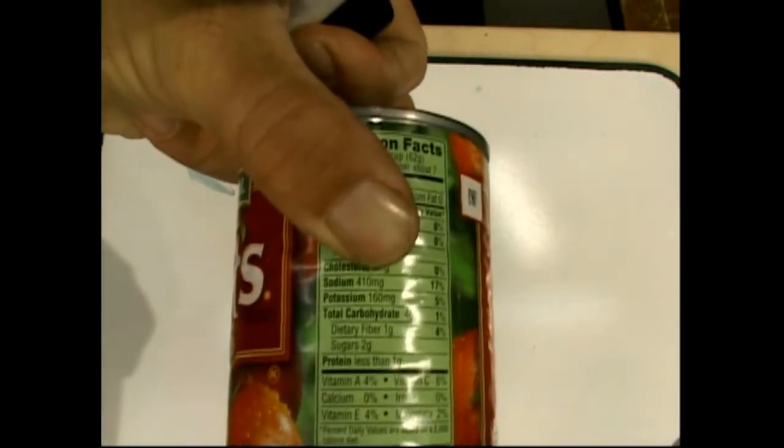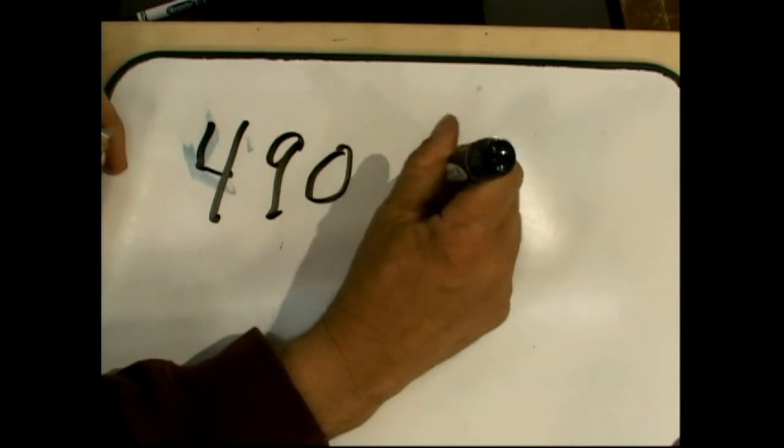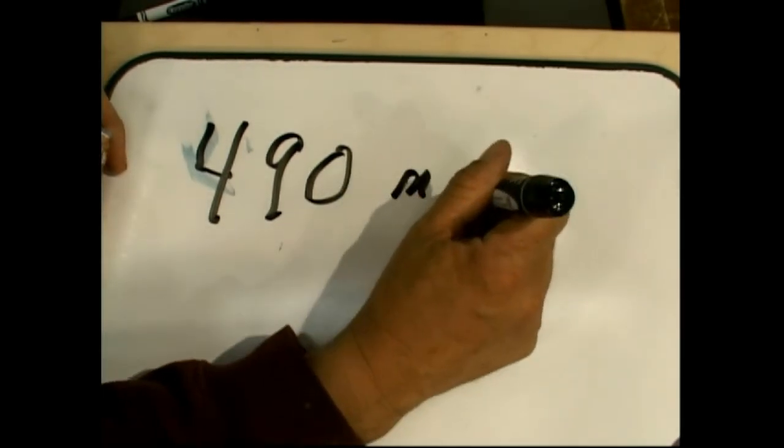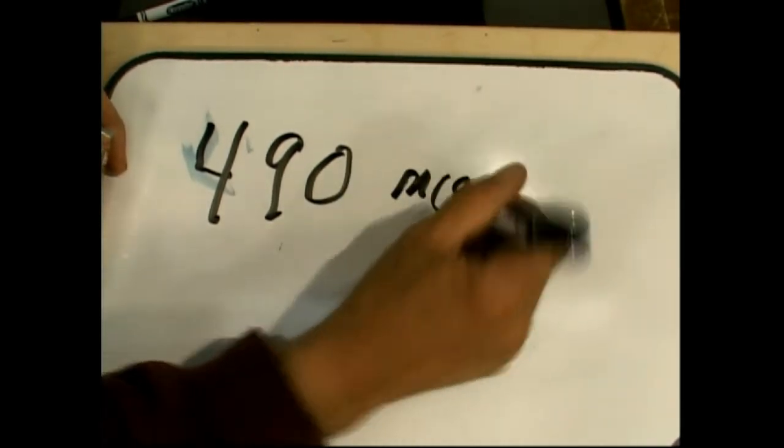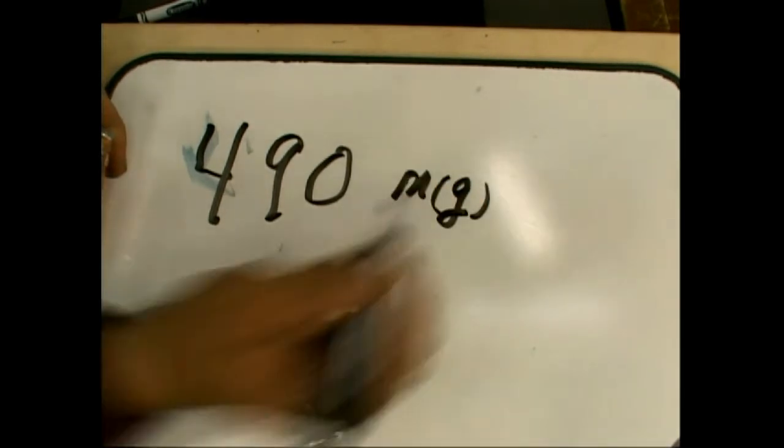What did we say on that again? 490 milligrams. You're not going to be able to read that. So, 490 milli. Just, this is cool. Don't be afraid of the units. This is grams, but this is a milli.